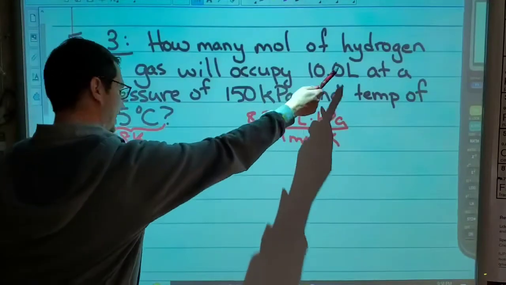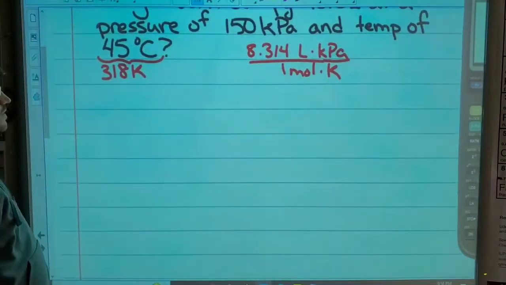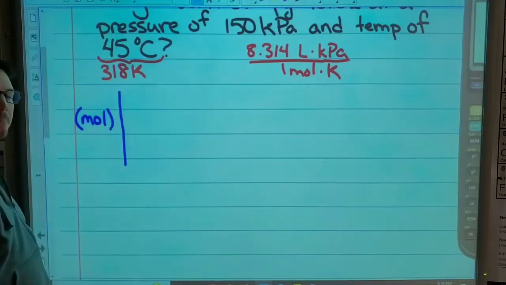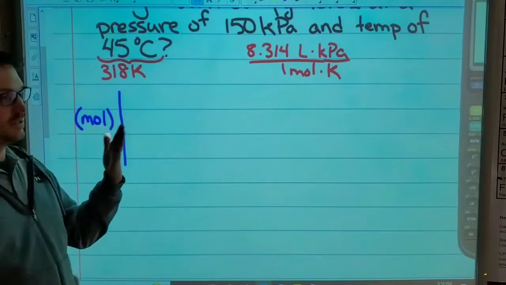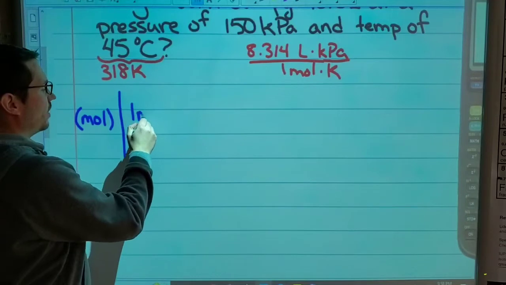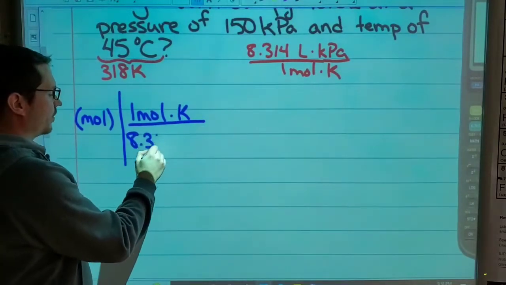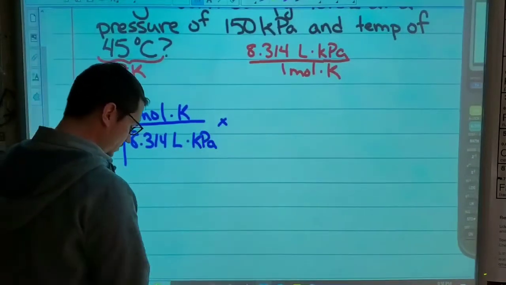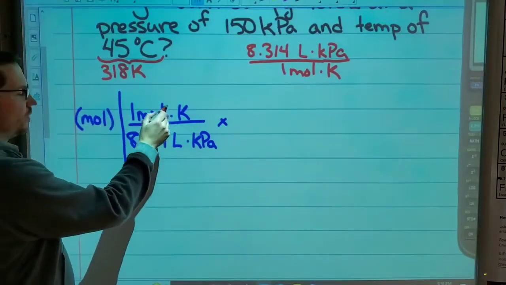Now we have kilopascals, liters, and Kelvin. Now we can do our unit analysis. So we tell ourselves that we want moles. So we've got to start with moles on top, right? Whatever unit you're looking for is by default on top. So we need to flip the ideal gas constant: 1 mole Kelvin over 8.314 liter kilopascals. This is awesome. We want moles, so we've got moles.